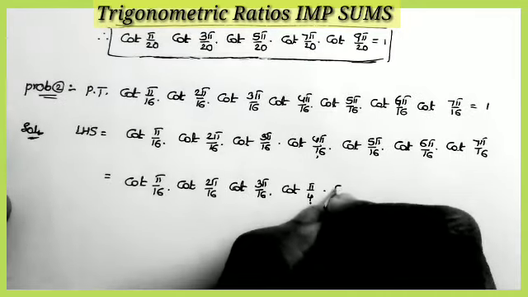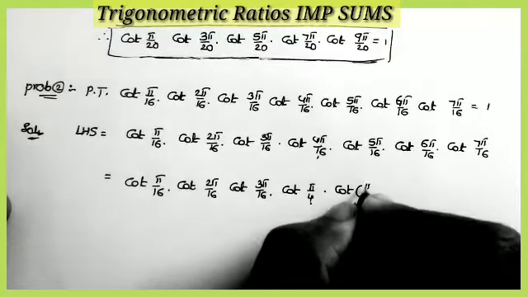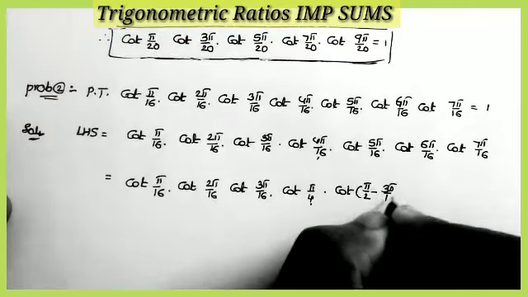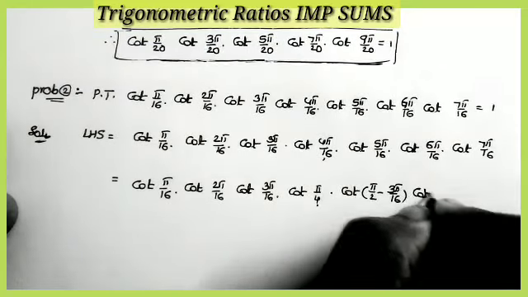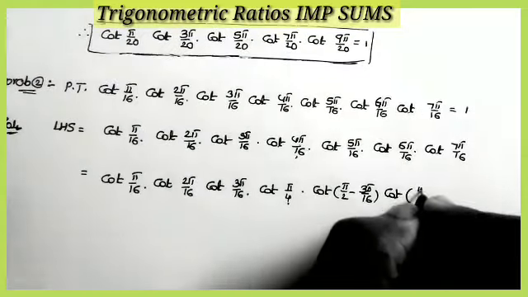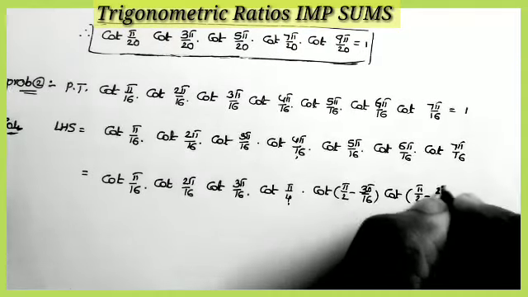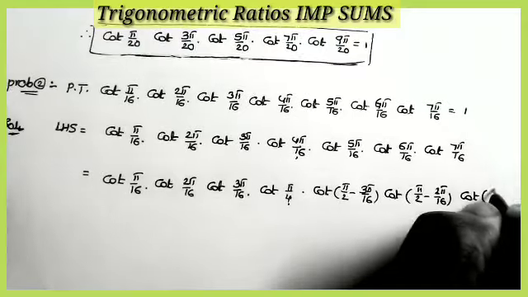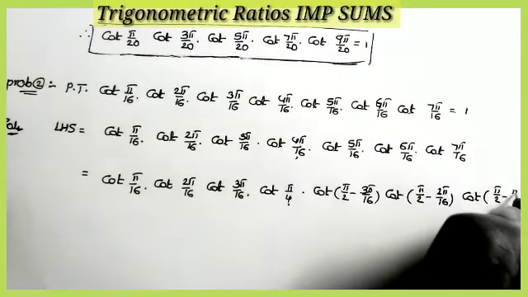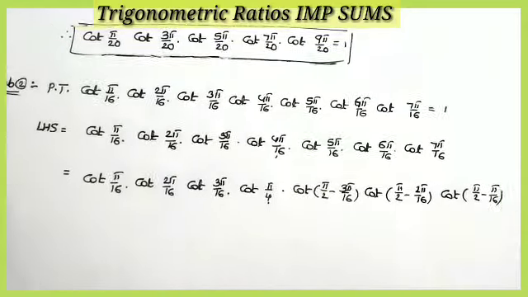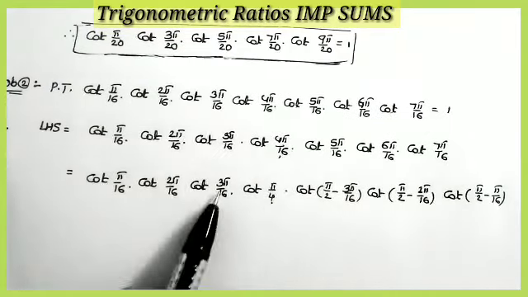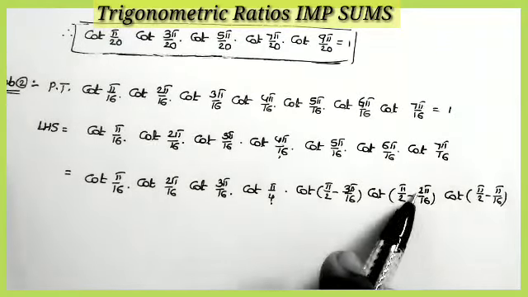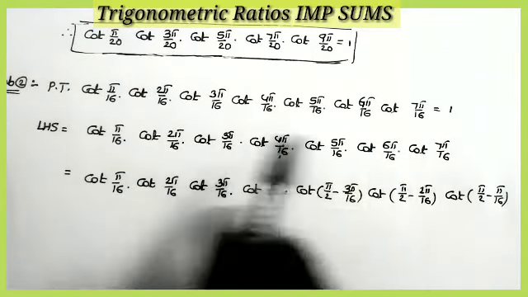Now, how to convert this to simple logic? The first one is cot of pi by 2 minus 3 pi by 16. Next one, cot of pi by 2 minus 2 pi by 16, taking the second angle. Next, the last one is cot of pi by 2 minus the first angle. Just take the first three angles in reverse order. This one is cot of pi by 2 minus 3 pi by 16, this one is cot of pi by 2 minus 3 pi by 16, and this one is cot of pi by 2 minus 5 pi by 16.